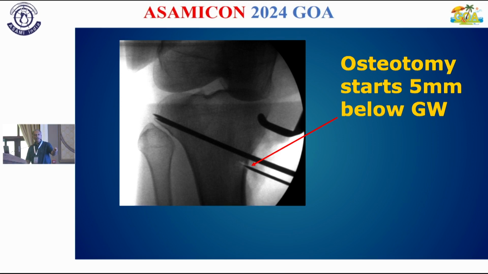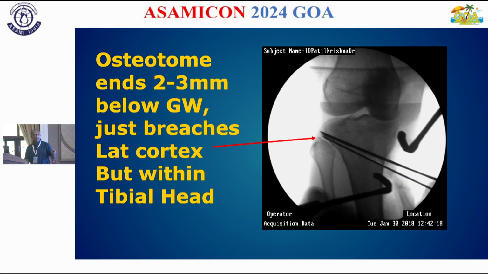And we start the osteotomy 5 millimeters beneath the guide wire like this. You can start with an oscillating saw or with a very sharp osteotome. And then this osteotome ends just beneath the guide wires and it just breaches the lateral cortex. The previous teaching was to stay 10 millimeters short of the lateral cortex.